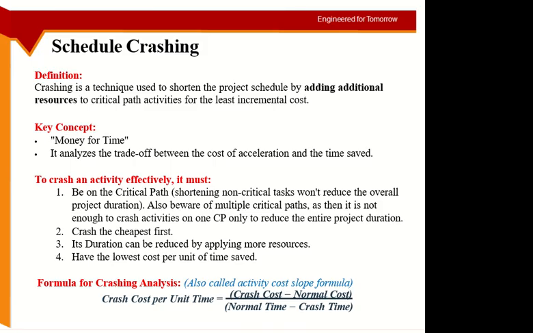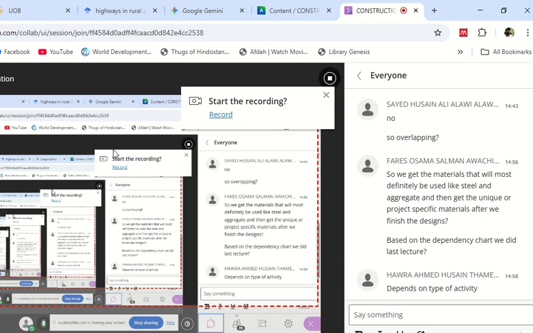First of all, the activity which you have selected, it could be more than one as well, but any activity which you have selected for crashing must be on the critical path. And this is again something which we have discussed earlier. So what was the condition of critical path?